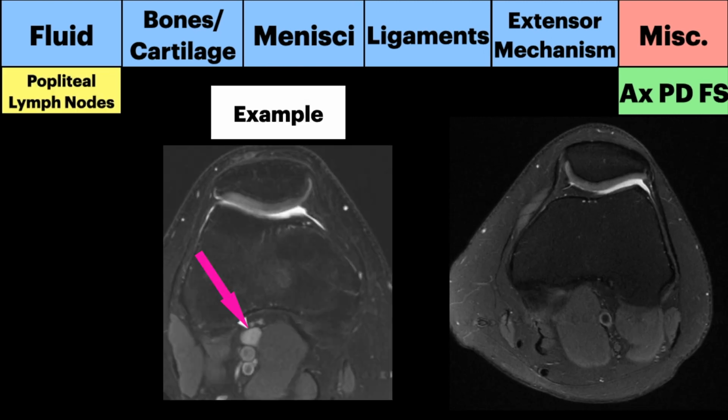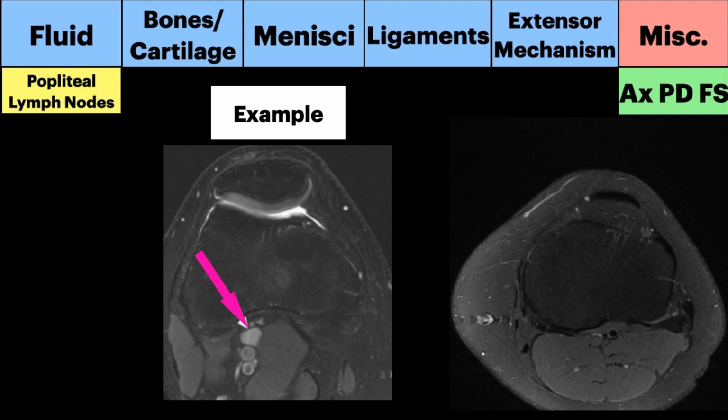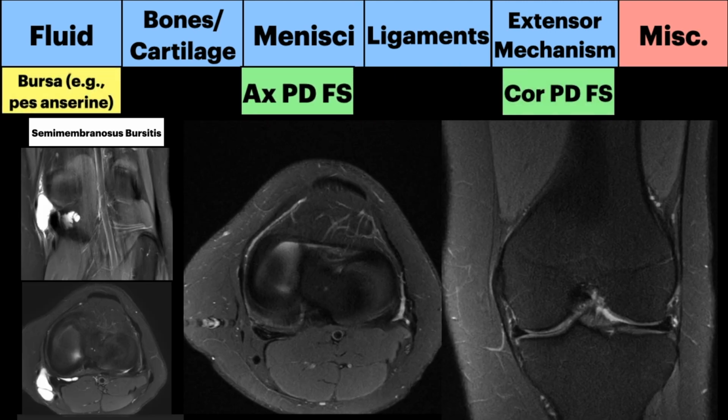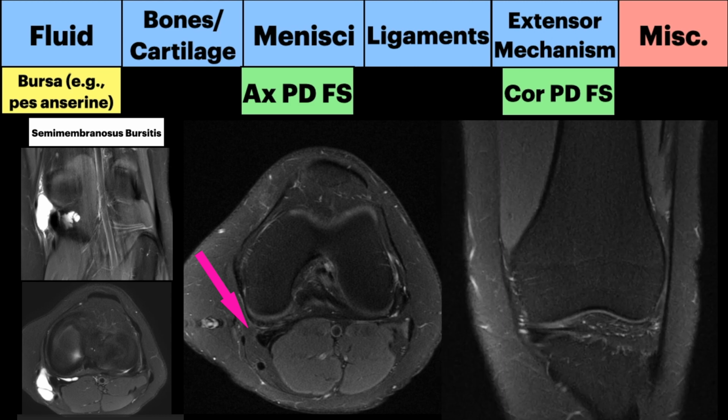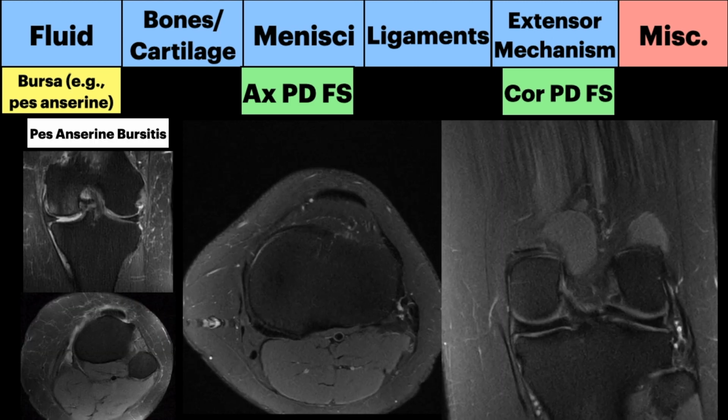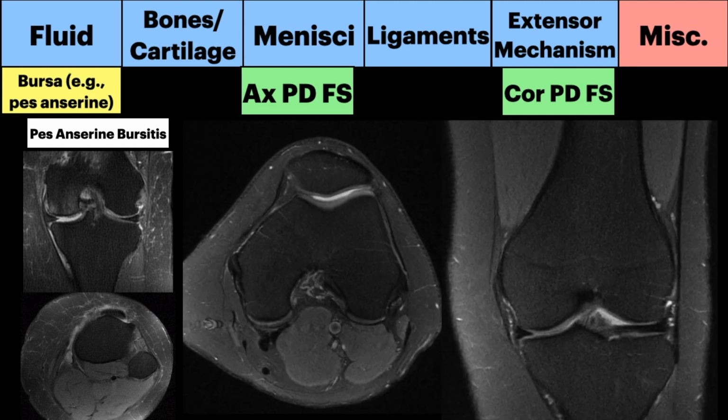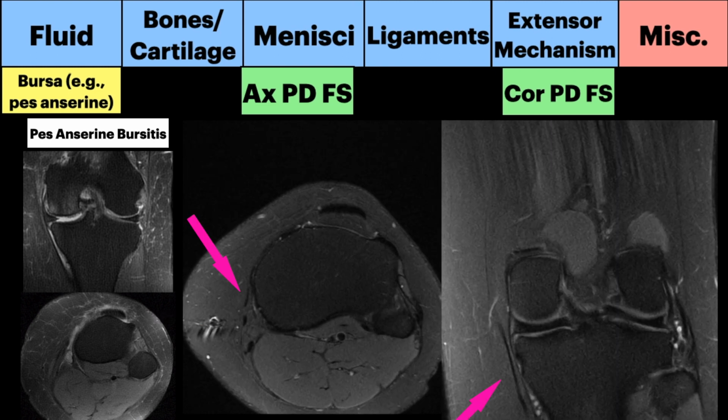Next, check for any enlarged lymph nodes in the popliteal stations. Lastly, look for fluid in different areas, such as the semimembranosus bursa. Also look for pes anserine bursal fluid, which would be near the insertions of the gracilis, sartorius, and semitendinosus tendons at the medial proximal tibia.